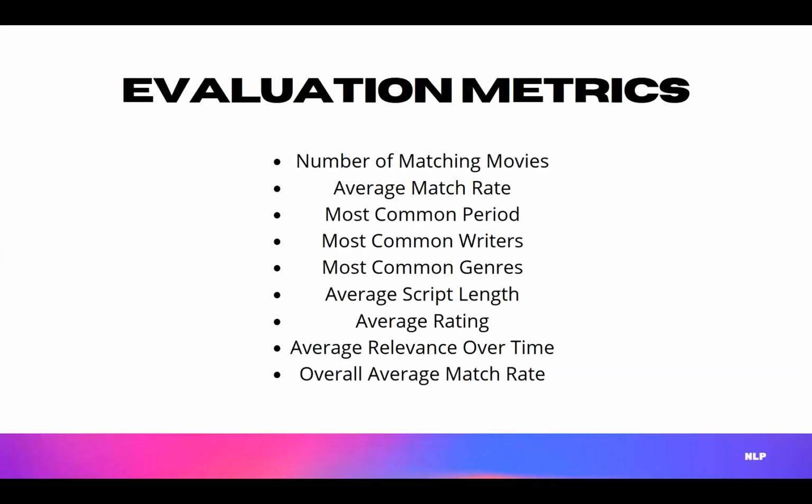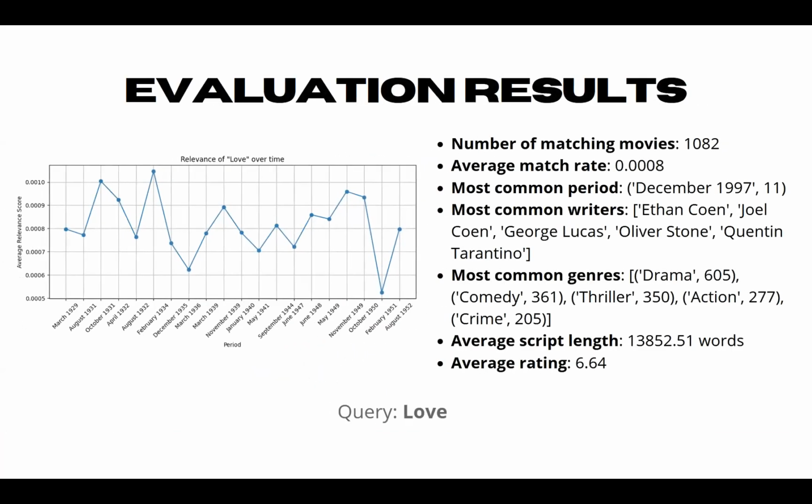So now for the evaluation, we have a lot of metrics. All of these metrics are pretty self-explanatory, like the number of matching movies, the periods where most of the movies were, etc. So we can see this now.